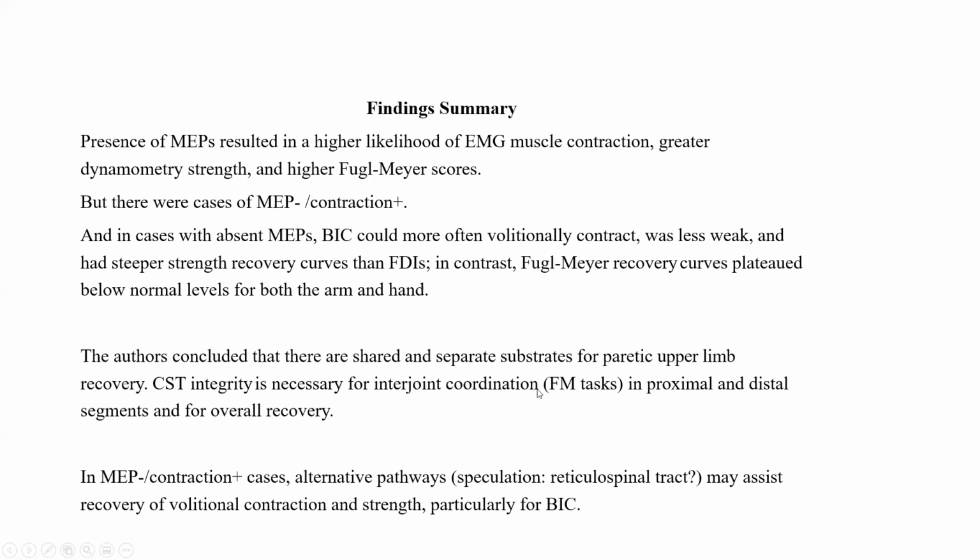And the authors therefore concluded that there are shared and separate substrates for paretic upper limb recovery, and corticospinal tract integrity was necessary for interjoint coordination, which is another phrase that she uses for Fugl-Meyer tasks, in proximal and distal segments, and for overall recovery. In MEP minus contraction plus cases, alternative pathways, and she speculated that maybe it was the reticulospinal tract pathway, may assist recovery of volitional contraction and strength, particularly for the biceps. But we don't really know where the source of electromyographic activity is for muscles that were MEP minus. So reticulospinal tract was a speculation, but it could be something else.